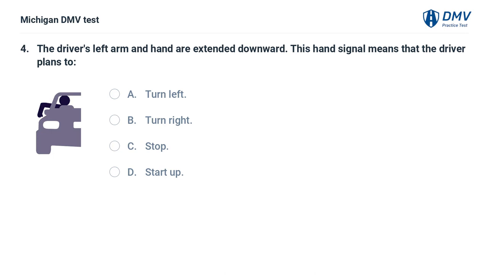The driver's left arm and hand are extended downward. This hand signal means that the driver plans to: A. Turn left. B. Turn right. C. Stop. D. Start up.